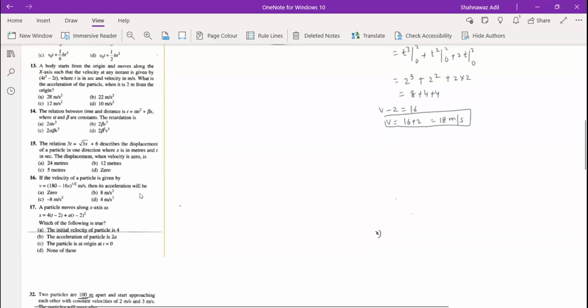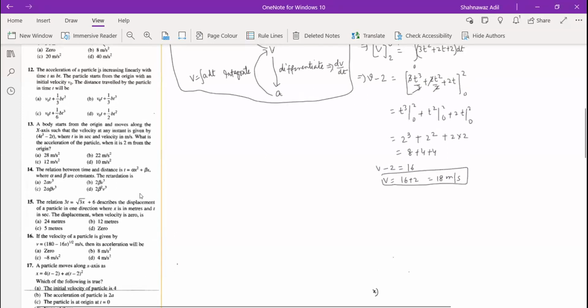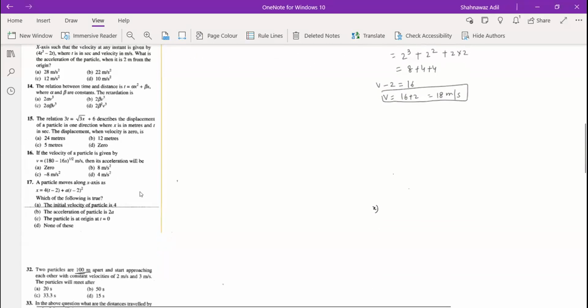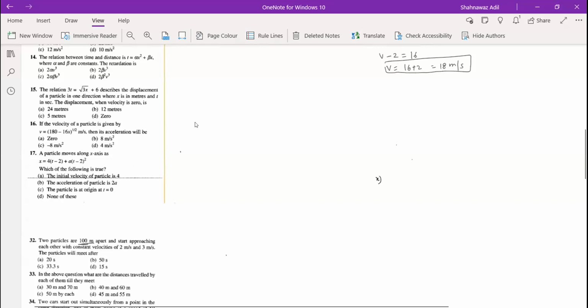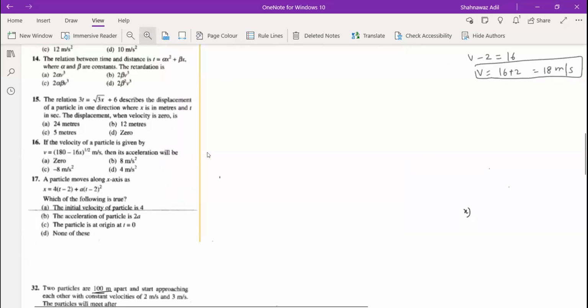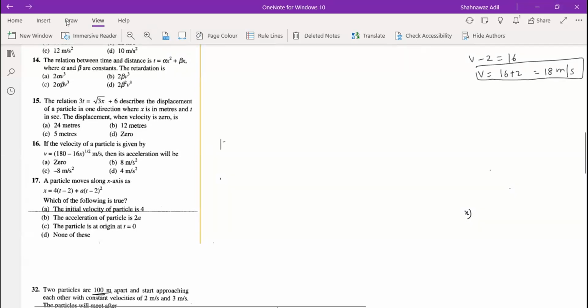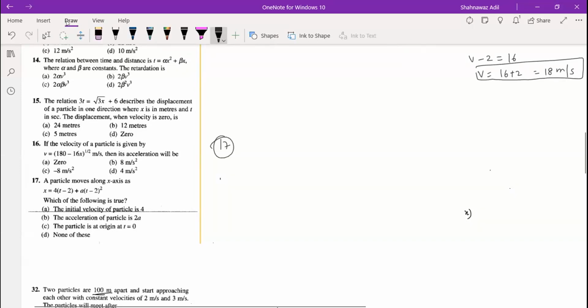Okay, so this one is a simple one, right? So let's do this 17th one. What does it say? We have a particle that moves along the x-axis, so x is given as a function of t: 4t minus 2 plus 8t minus 2, whole square.